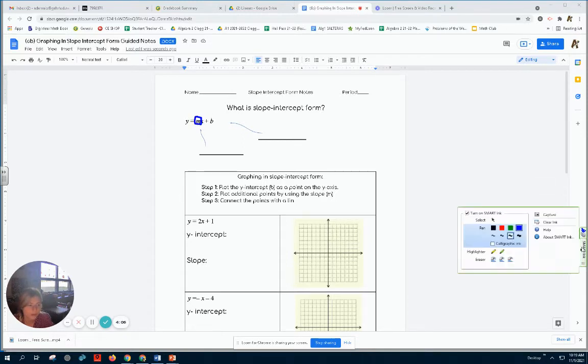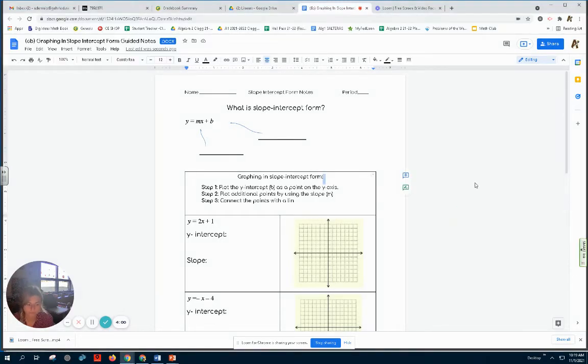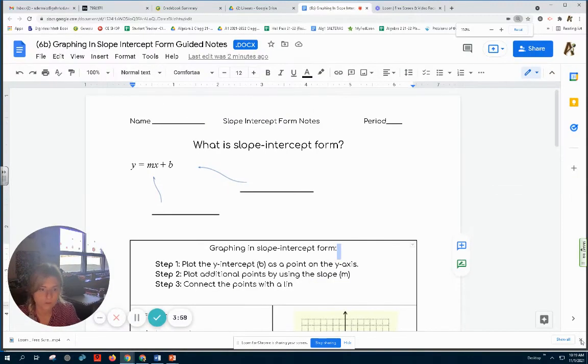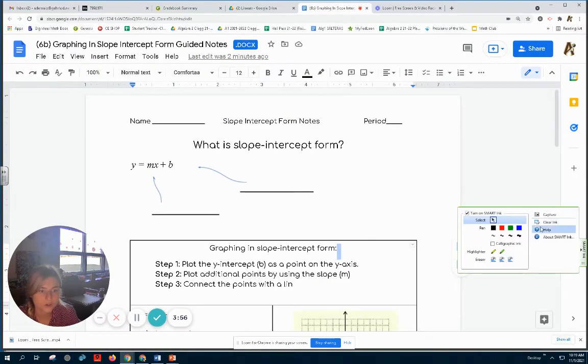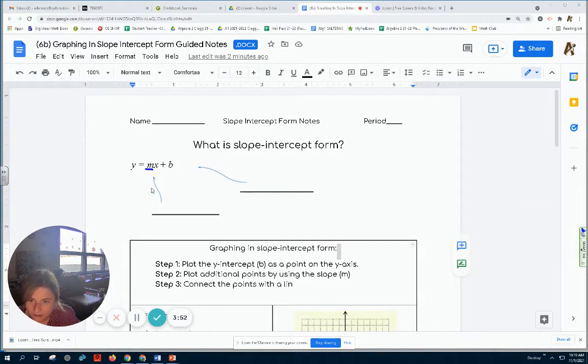I'm going to actually zoom in a little bit so that you can see this much bigger. Okay, so let's again circle our m. Our m right here, that stands for your slope. So whatever is in front of that x in your graph always is going to be your slope. Okay, and you're going to need that in order to figure out how to graph a line.